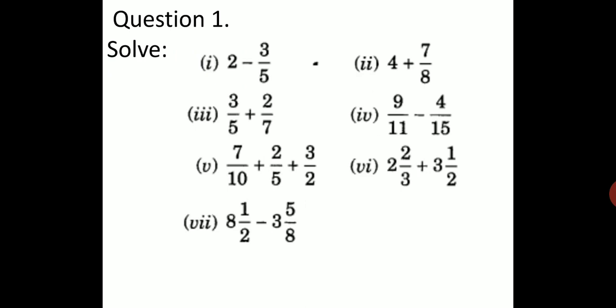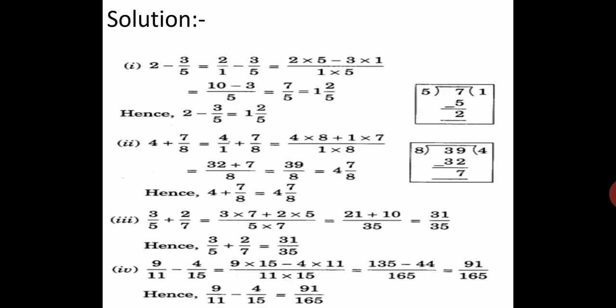Now come to the next slide. I will discuss with you how it is to be solved. You can see on the screen, it is 2 minus 3 by 5. First, I will convert them into fractions. So 2 will become 2 by 1 minus 3 by 5.